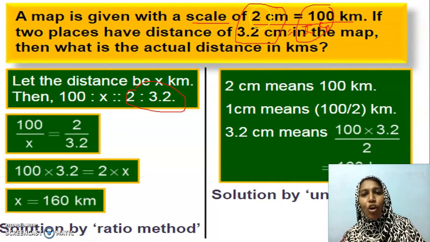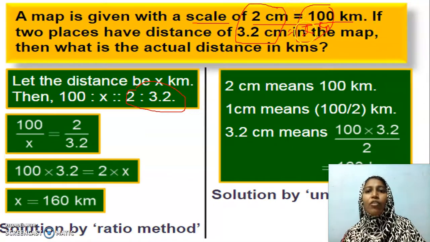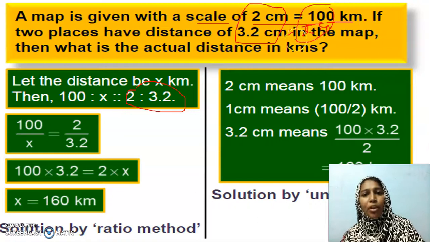You should keep up the order. If you take 2 is to 3.2, you have to take 100 is to x. If I take 3.2 is to 2, I have to take x is to 100. Order is very important while you compare using ratios. So we have written 100 is to x as 2 is to 3.2. Hope you understood how we got this statement. We are comparing the centimeter and kilometer.